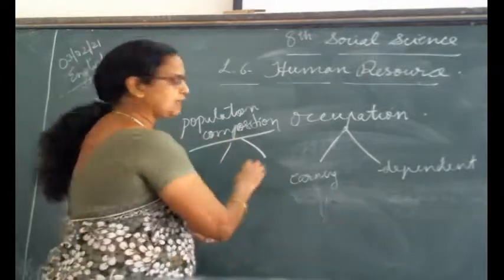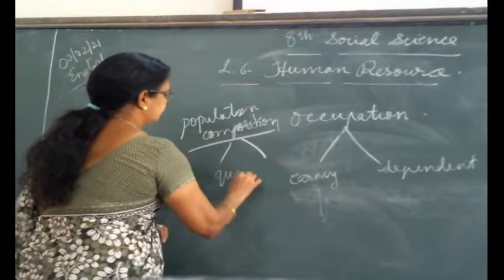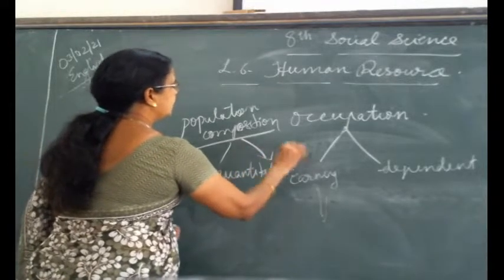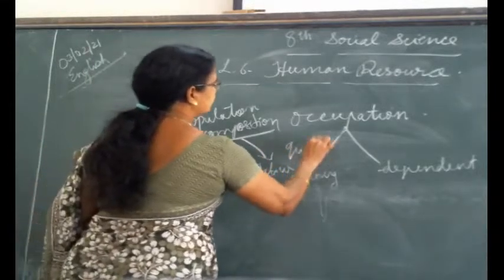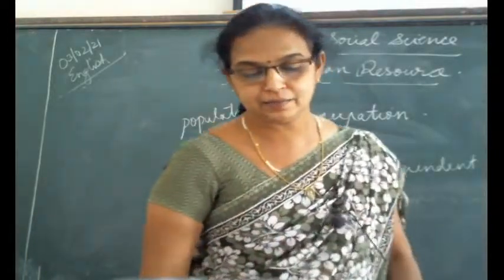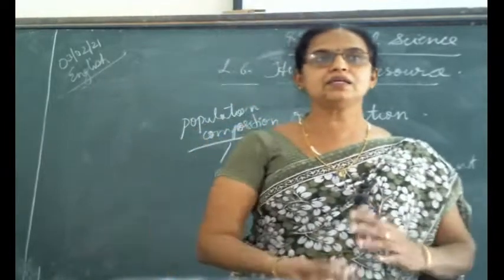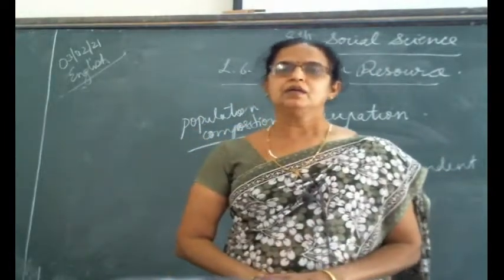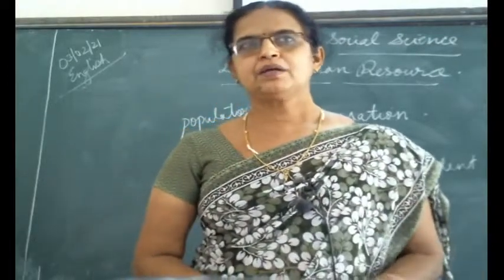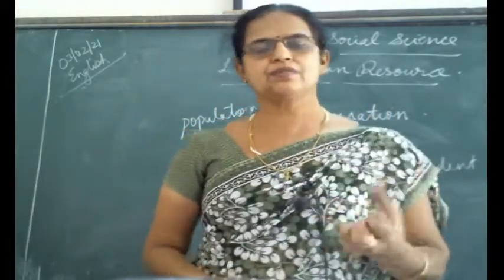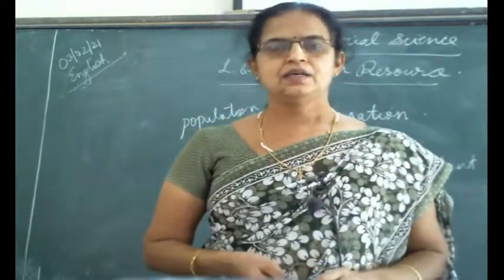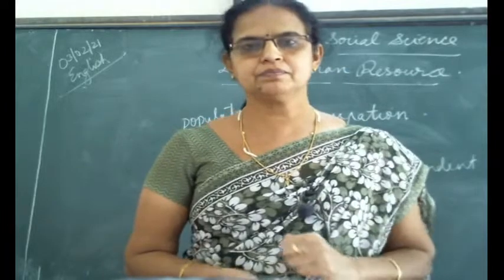First one is quantitative, and second one is qualitative. Quantity and quality. What is the difference between quantitative and qualitative? Quantity you can measure, you can touch, like 5 kg sugar. The quantity is 5 kg, that you can see. Can you say 5 kg wisdom?